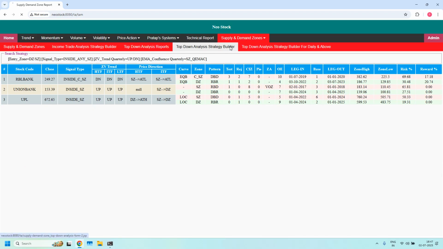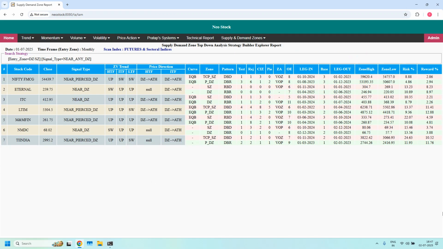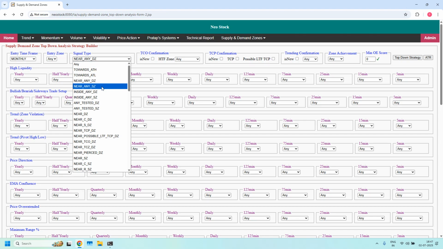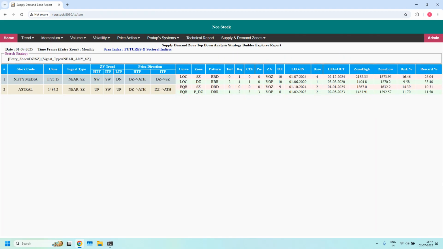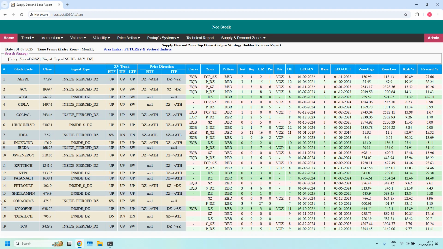Okay, next time frame is monthly. Stocks near monthly demand zone. We got 7 stocks. Next, stocks near monthly supply zone. We got 2 stocks. Next, price closed inside the monthly demand zone. We got 19 stocks.